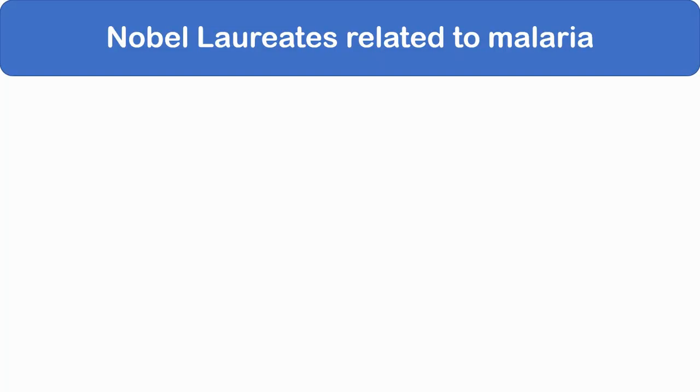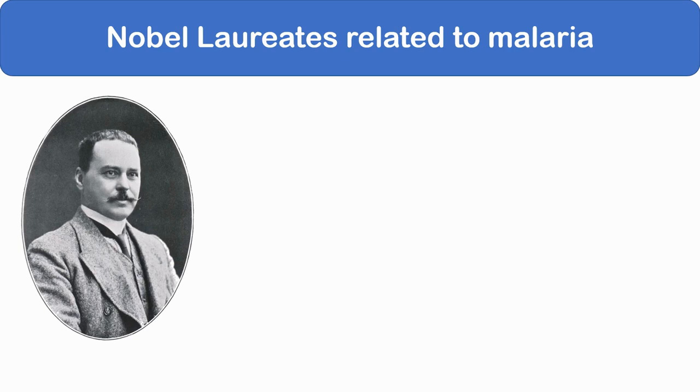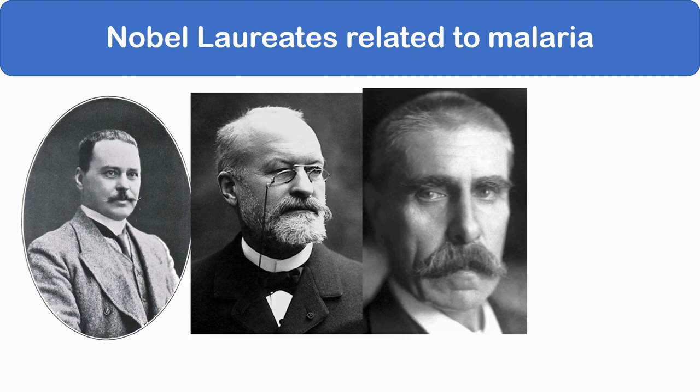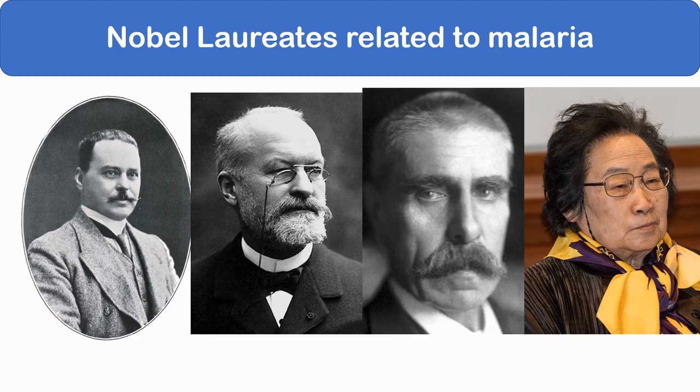Before proceeding further, let us revise the names of scientists who won the Nobel Prize for their work on malaria. Ronald Ross identified the developing stages of malarial parasites in mosquitoes. Alphonse Laveran discovered the specific agent of malaria in the red blood cells of a patient. Julius Wagner-Jauregg discovered the therapeutic value of malaria inoculation in the treatment of dementia paralytica. Youyou Tu, a female scientist, discovered the anti-malarial drug artemisinin.